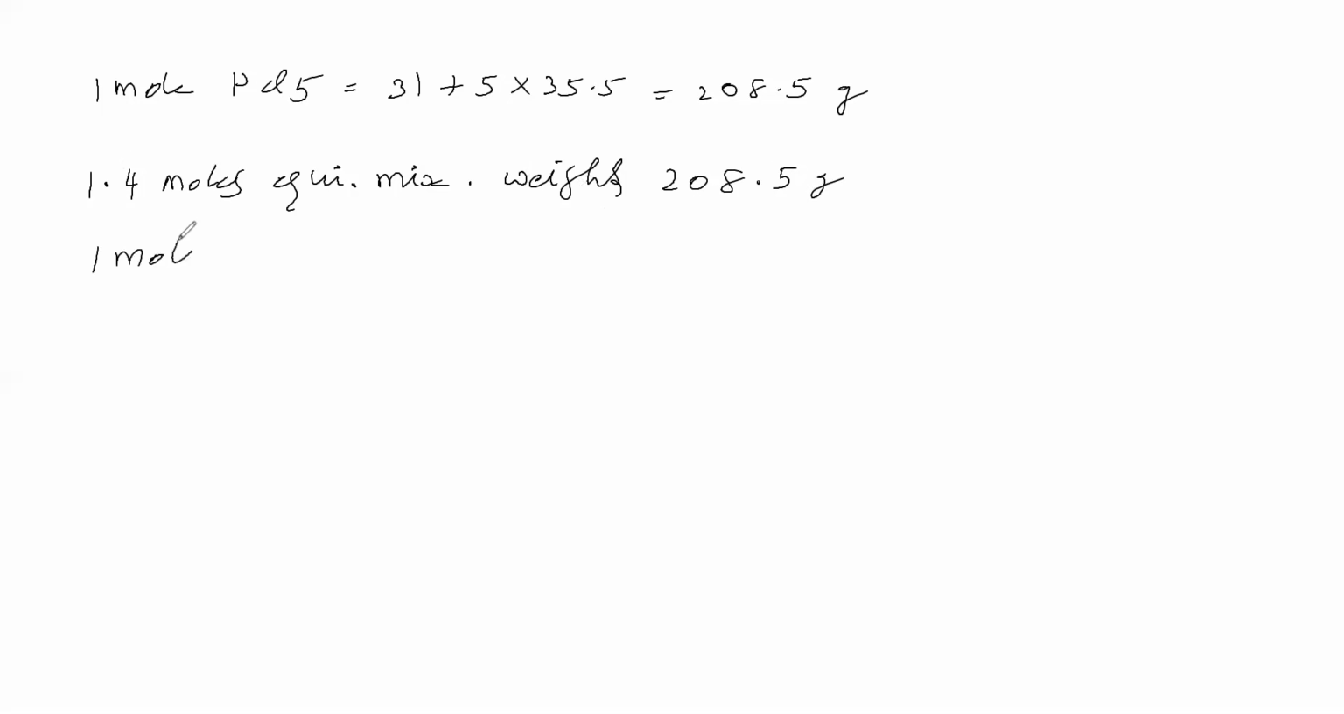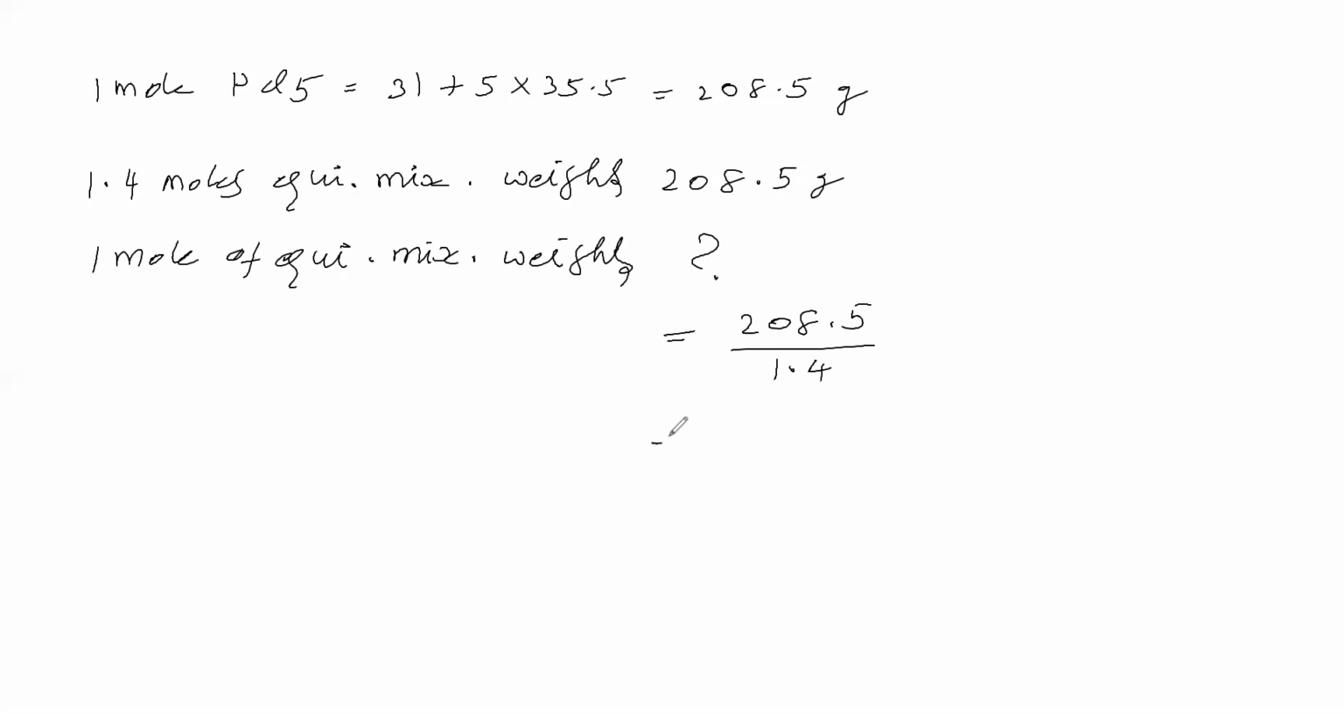Therefore, how much does 1 mole of equilibrium mixture weigh? That is equal to 208.5 by 1.4. So 1 mole of equilibrium mixture weighs this many grams. This is called the gram molecular mass of the equilibrium mixture.